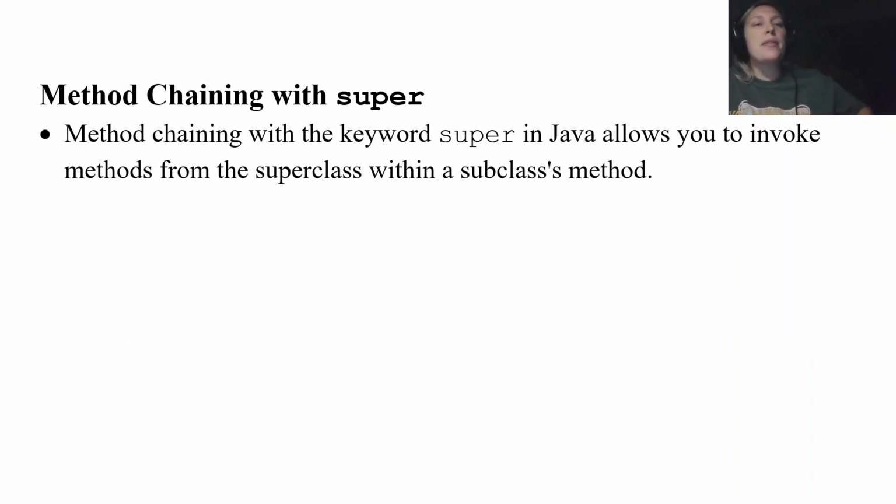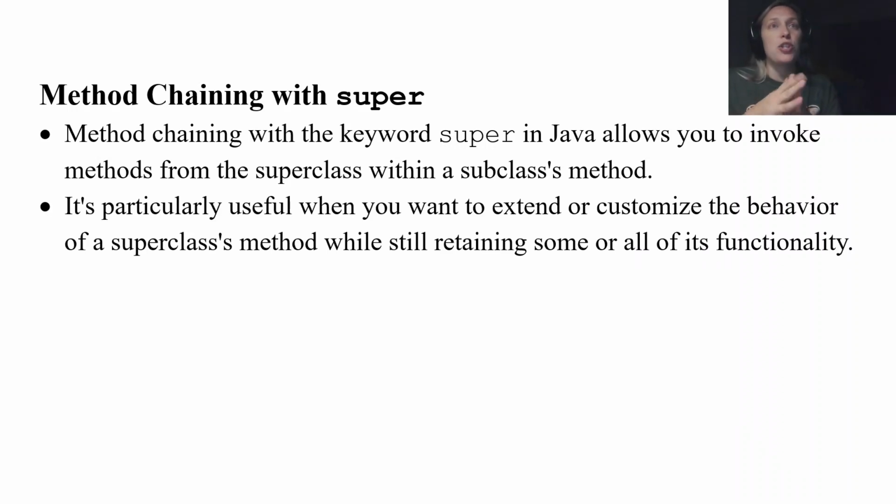Okay, last thing we're going to talk about in this lesson is method chaining with super. We've done the keyword super with constructors, and we've seen how super works with constructors. We can also use super with method chaining, calling methods from our superclass within a subclass. Just like with constructors, the keyword super is used in a subclass to refer to its superclass. So it's used in a child to refer to its parent.